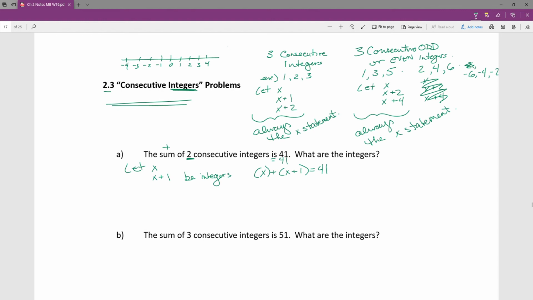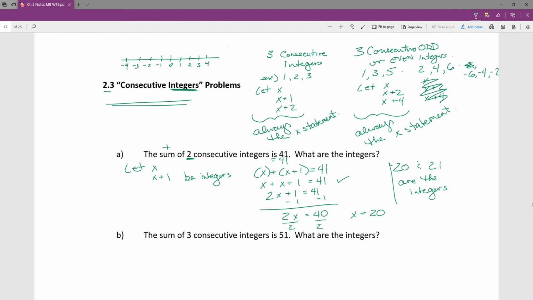Now the brackets I put in here aren't really necessary, so you could just see it as x plus x plus 1 equaling 41. This is your equation. Now we need to solve that equation. So we have 2 x's, so literally 2x plus 1 equals 41. Subtract 1 from both sides. We get 2x equaling 40. Divide this by 2. We get x equaling 20. And as much as that is a correct point along the process of solving this, it's not your answer. So the answer is 20 and 21 are the integers.